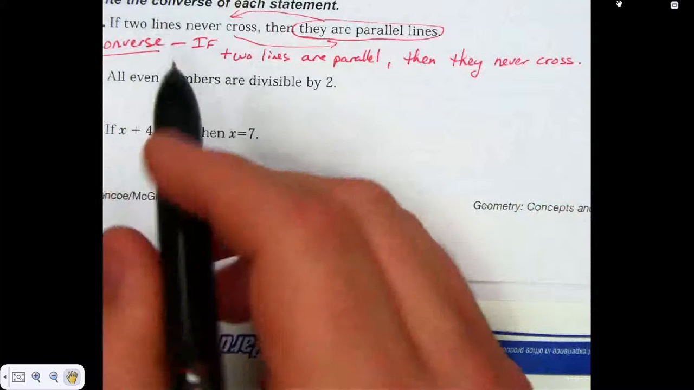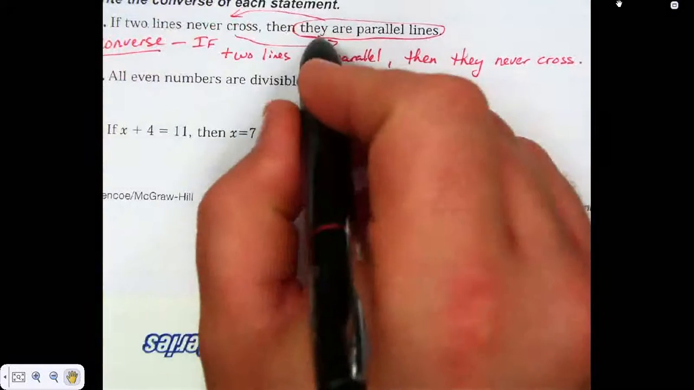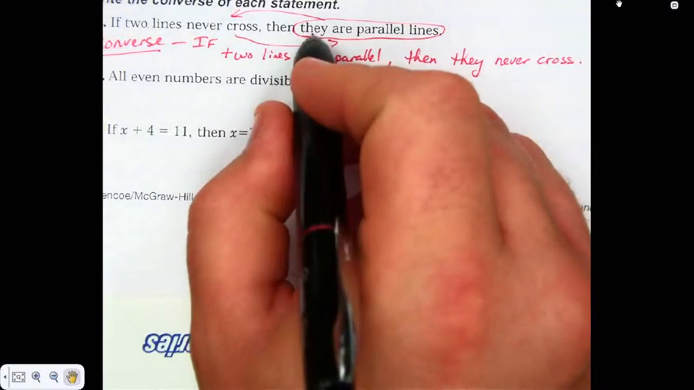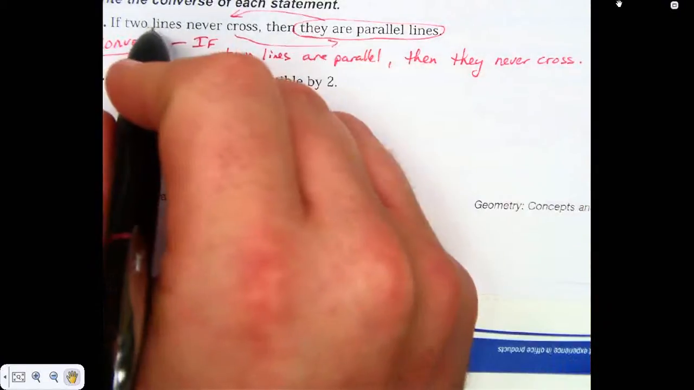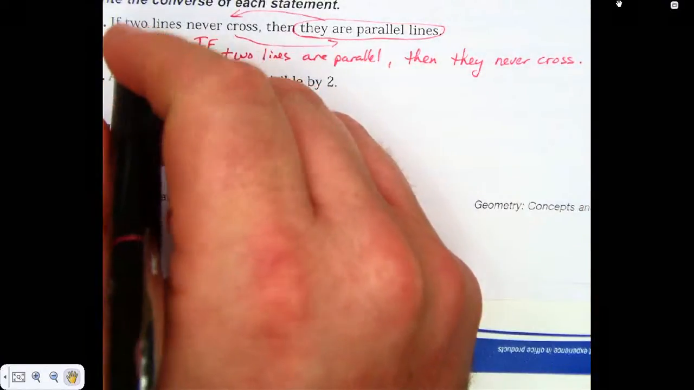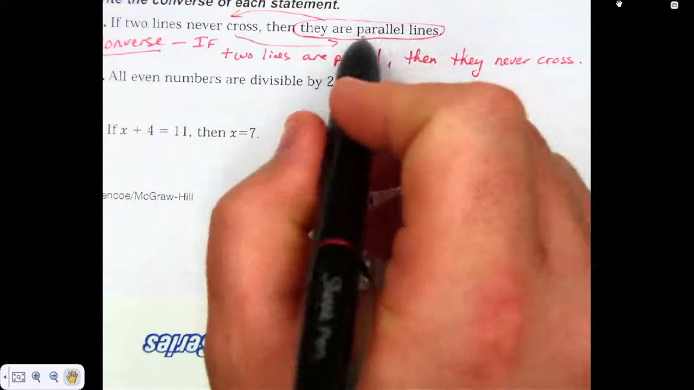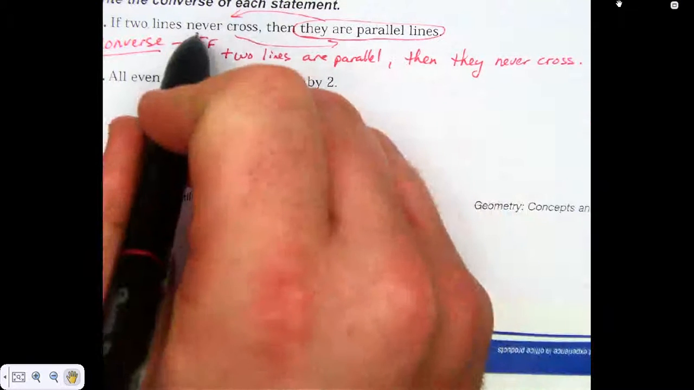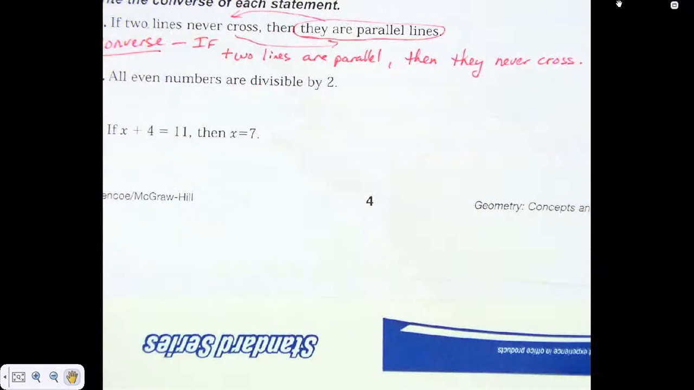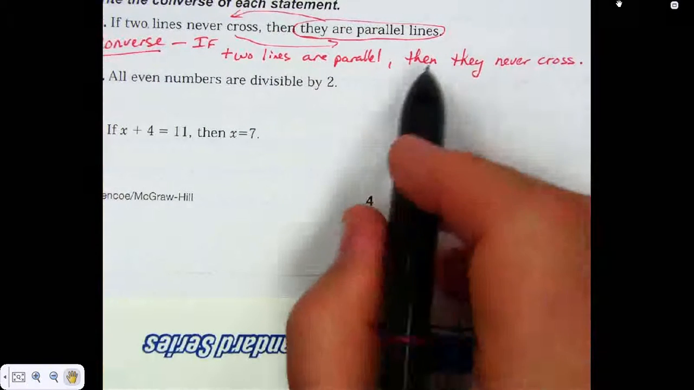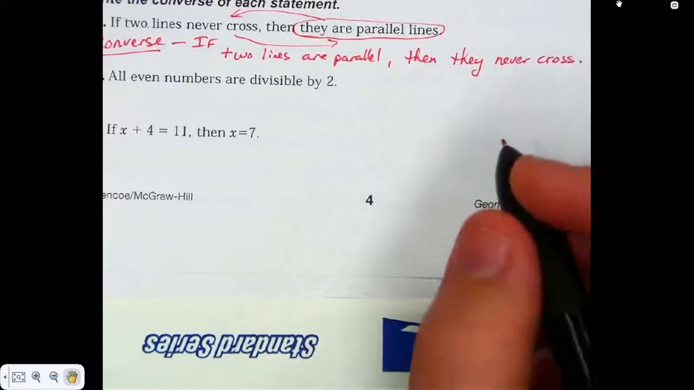Really, if you look at this, aren't two lines and they saying the same thing? Yeah. So instead of putting they in front, which grammatically probably isn't the right thing to do, I still said if two lines. Really, the main thing was are parallel lines and what? Never cross. That's what needed to change. Agreed? If two lines are parallel, then they never cross.